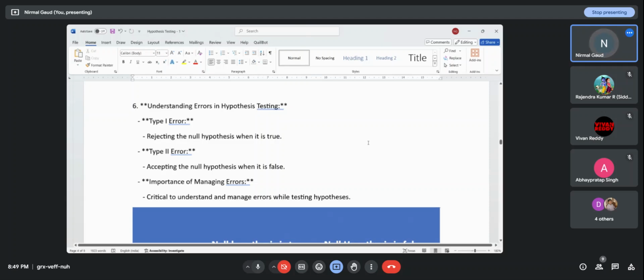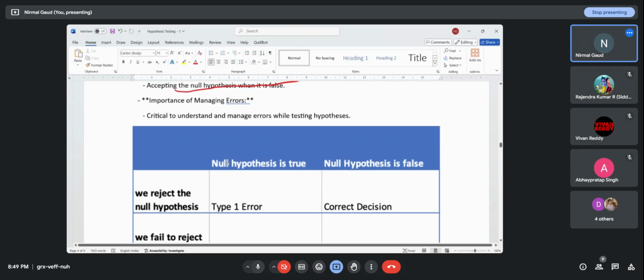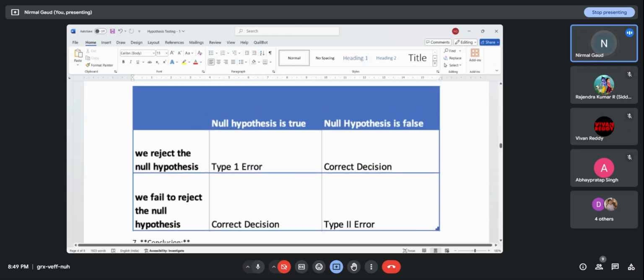Okay, type 1 error and type 2 error I also told you. What is a type 1 error? That means rejecting the null hypothesis when it is true. Accepting the null hypothesis when it is false is a type 2 error. Okay, fine. So this is how we can draw a table for it, just like a confusion matrix. Null hypothesis is true, null hypothesis is false. Reject the null hypothesis and accept the null hypothesis. So we reject the null hypothesis when it is true, this is a type 1 error.